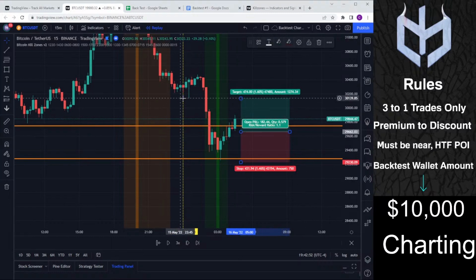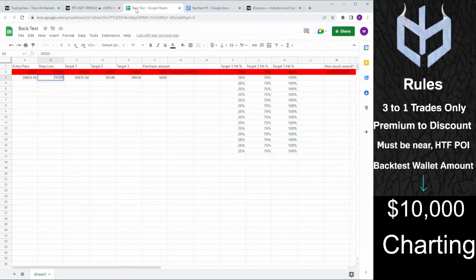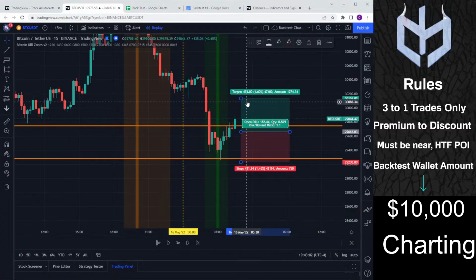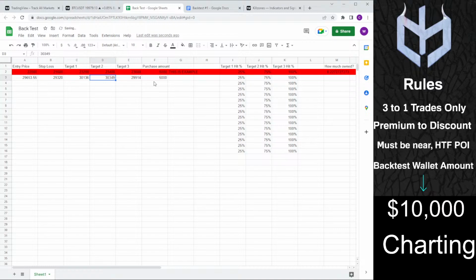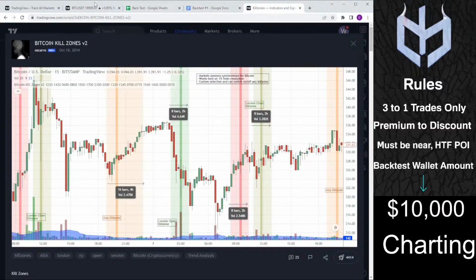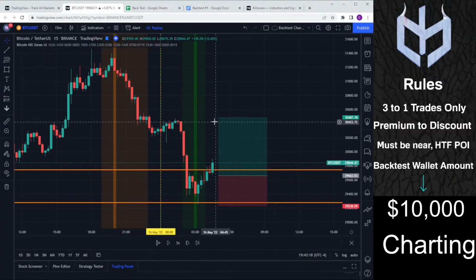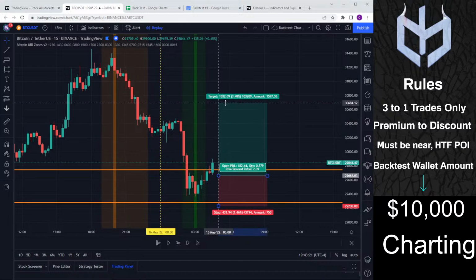First target will be just to close in this area here, 30136. Second target will be above that high, 30487. Third target, 30694.